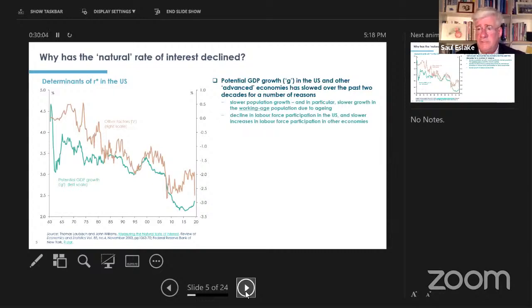In the United States in particular, the participation rate actually peaked around 2000 and has been significantly lower than that ever since, in part because, as has been well documented by economists and others, of the spread of the opioid epidemic in important parts of the United States. And that's a bit of an outlier for the United States.